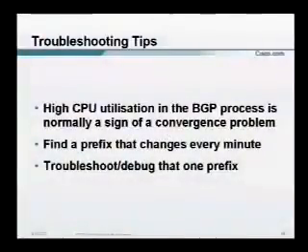Okay, so that's the general summary. High CPU utilization of the BGP process, usually a convergence problem. Find a prefix that is changing a lot. If you can do a show on that particular prefix, and if it's changing a lot, like last update was within a minute or two, try and troubleshoot or do debugging on that particular prefix. Find out what it's doing, what's happening to it.